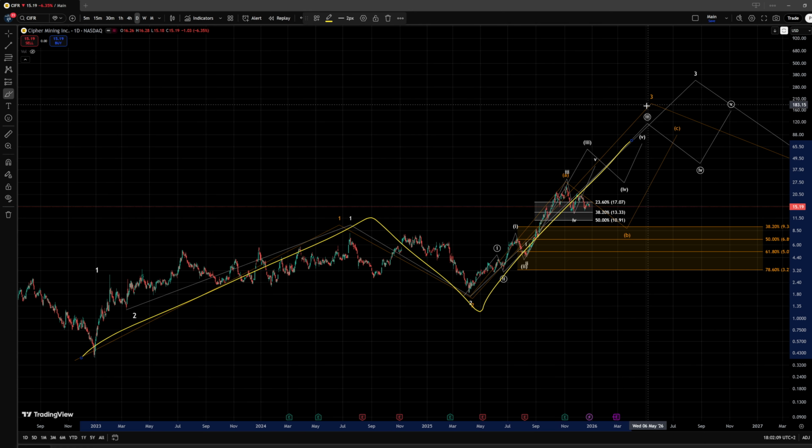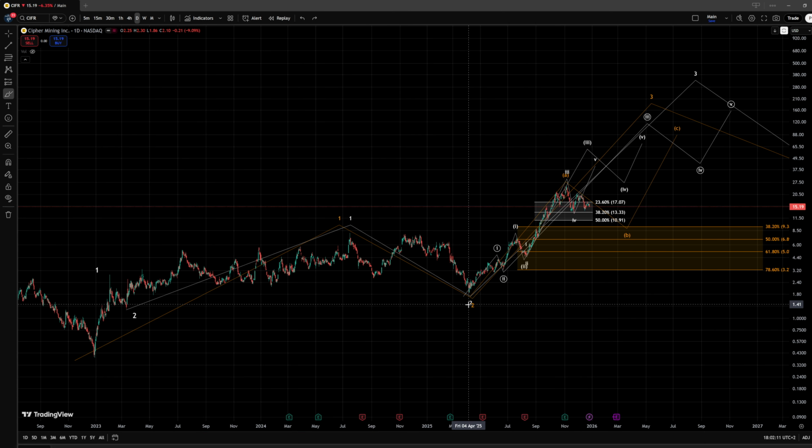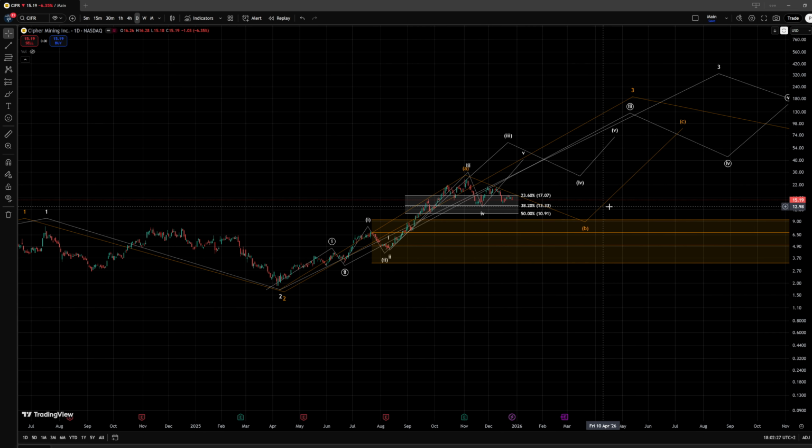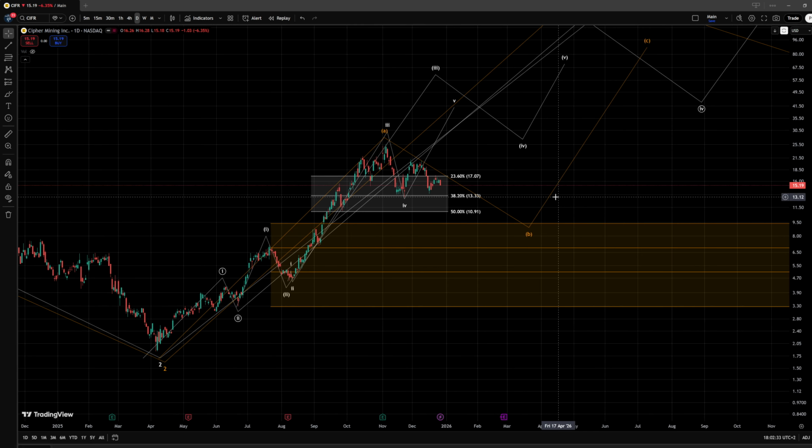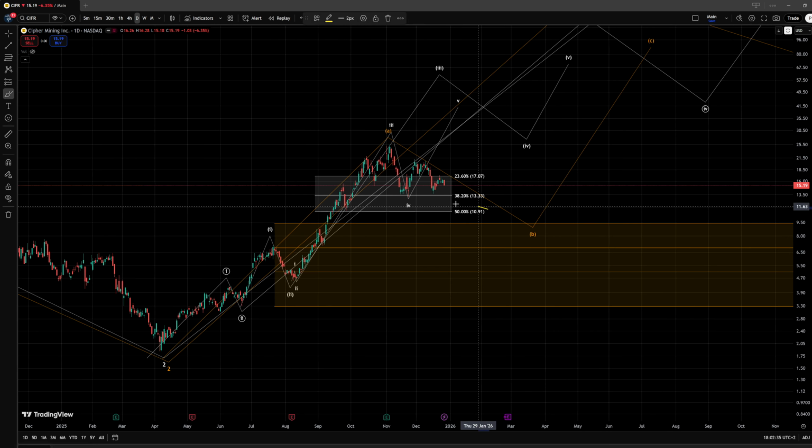In the wave C interpretation, we would ideally follow the path of the white structure until we complete this larger wave 3. But for this scenario to work out reliably, we still need to hold the area of support for the wave 4 correction I have provided you in the previous video, between the $17.1 level all the way down to the $10.9 level at the 50% retracement.